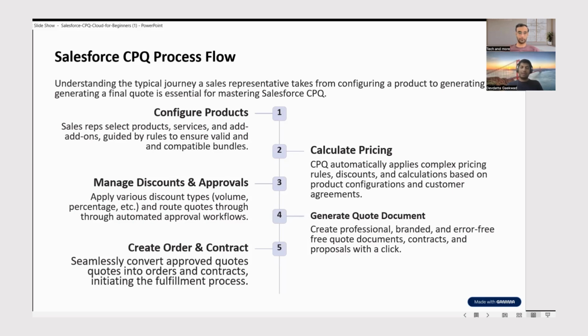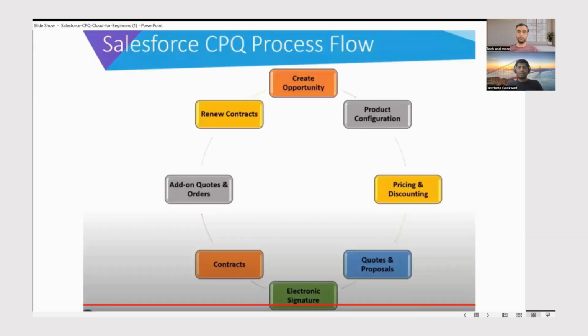And then moving forward, we can have the orders and contracts. After we share the quote, we can also integrate Adobe Sign and DocuSign to get approval for that particular quote. Then we can move forward to create orders and contracts altogether. So this is the basic flow which we have.